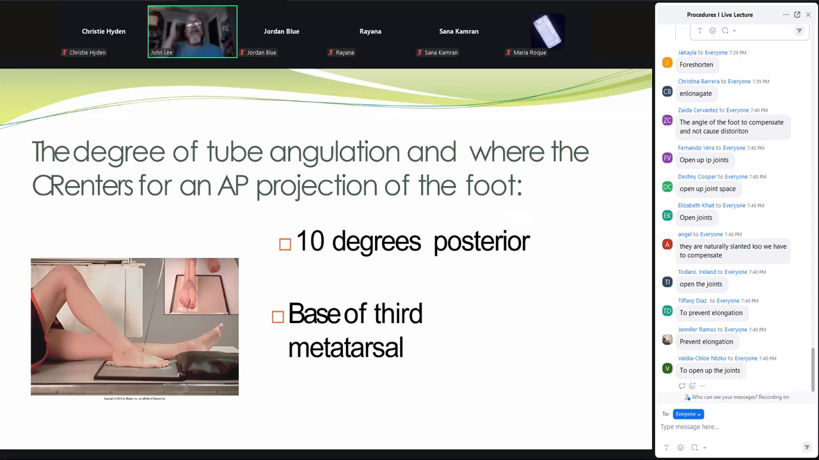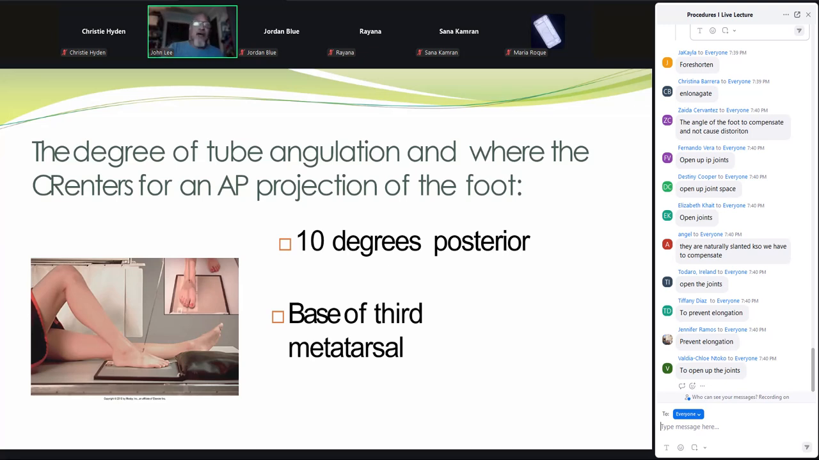Because of the natural position of the foot when it's sitting down like that, the reason that we put that 10-degree angle on there is to reduce the amount of shape distortion of the metatarsals. Because when we're doing a foot, that's what we're looking at, the tarsals and the metatarsals. We don't get a great view of the tarsal bones. You saw that. We see the tarsal bones really well on the oblique, but on the AP we really don't. So we're really concentrating on the metatarsals there, and that 10-degree angle prevents any more distortion that we would normally have.